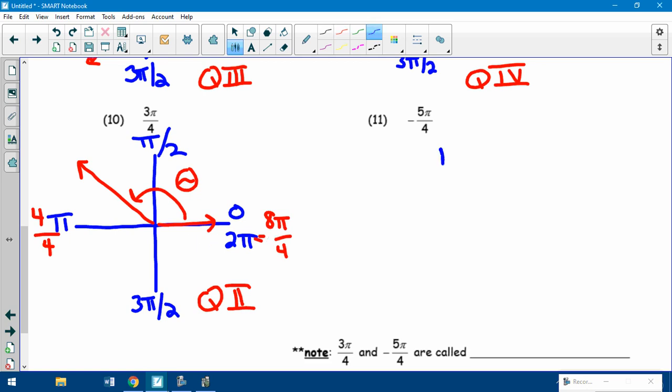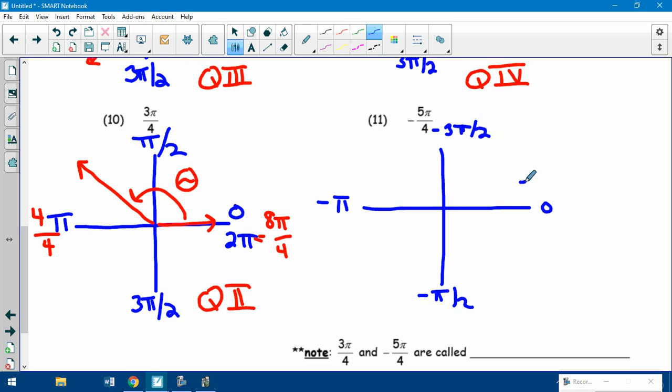Okay, number 11, you see a negative. What's that mean? Clockwise. So this is 0, negative pi over 2, negative pi. Pi and negative pi would be in the same spot, just like 180 and negative 180 are. Negative 3 pi over 2, and all the way around clockwise is negative 2 pi. Think of yourself as being over 4 again. So this would be negative 4 pi over 4. All the way around would be negative 8 pi over 4. Remember, I'm going this way around this time.